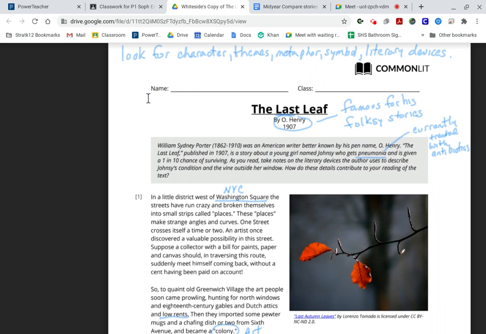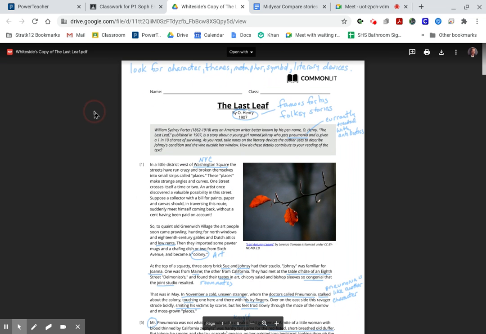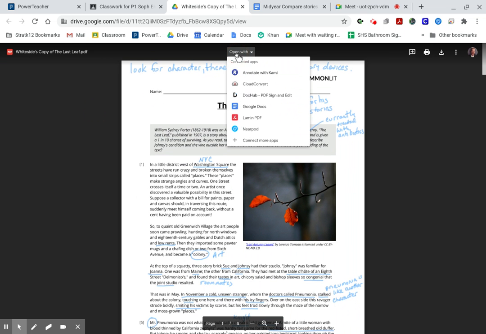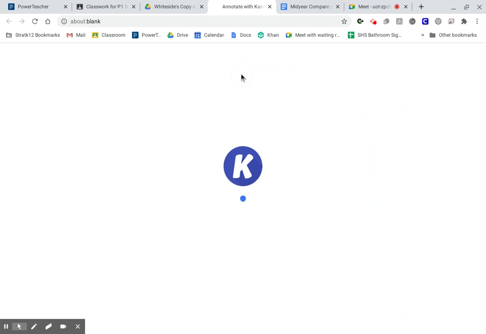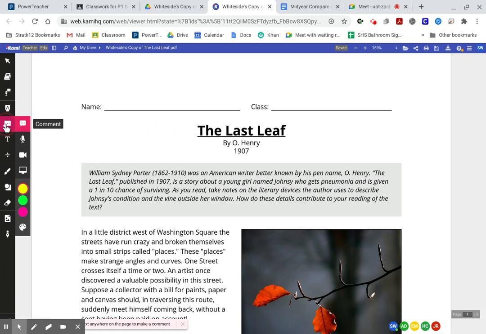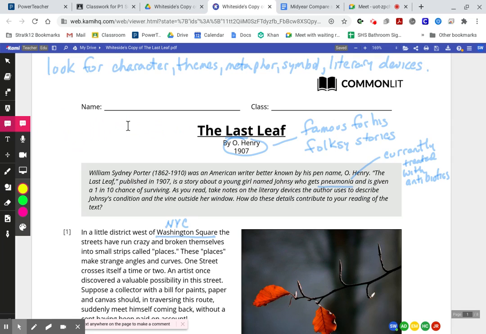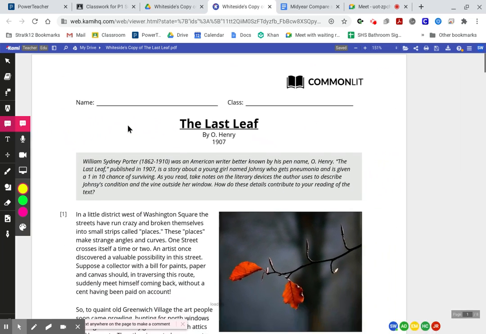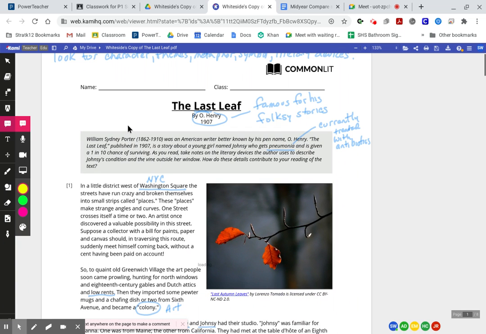And we're looking for literary devices. All right, I think I will open it with Kami, of course. Kami will open up the tools that I need on the side. And I'm going to use the comment tool. Okay. And I'm going to write comments on all the devices I can find.